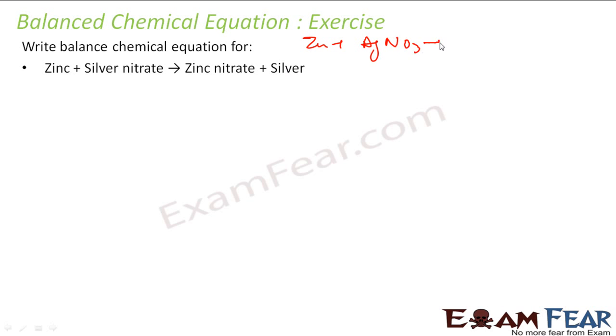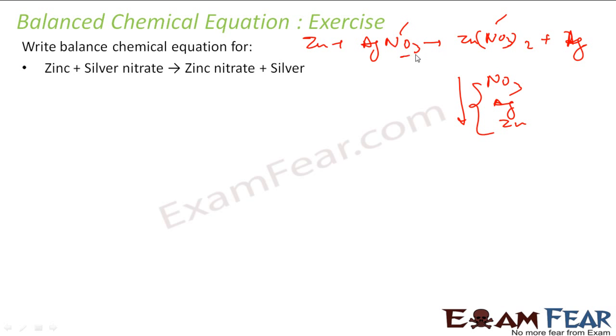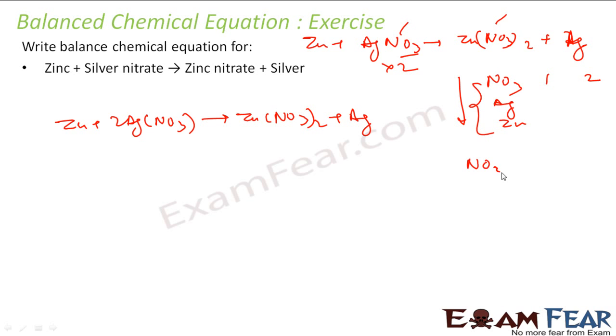Zinc plus silver nitrate gives you zinc nitrate plus silver. So if you see, there is an NO3 part here. So first we'll take NO3, then metals, we have zinc and silver. This is the order of my priority. We'll check first. This side has 1 nitrate, this side has 2 nitrates. We'll multiply this with 2, right? So what you get is zinc plus 2AgNO3 gives Zn(NO3)2 plus silver.